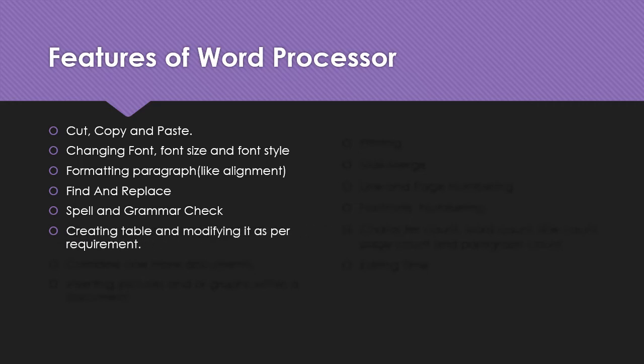Creating tables and modifying them as per requirement. You can create a table, and you know the table is a more productive way to represent information in rows and columns. So you can create tables and you can modify them. Modify means you can create more rows, more columns, and you can delete them also. You can merge the cells, you can split the cells.